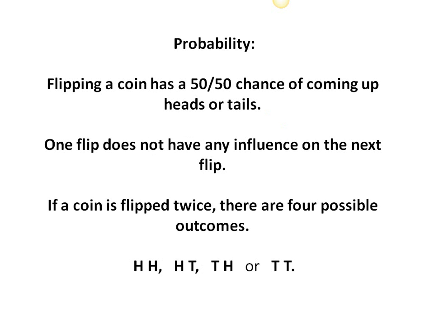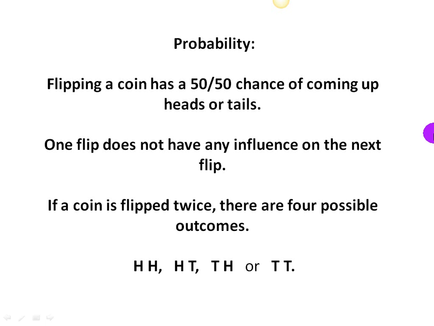Probability. Let's say I've got a coin and I flip it. I've got a 50-50 chance of it coming up heads or tails if it's a normal coin. One flip doesn't have any influence on the other flip. That is, if I'm flipping the coin a bunch of times and it comes up heads, heads, heads, heads, I can't think, well, gee, it's come up heads a bunch of times, so it's probably not going to come up heads this next time. No, it has an even 50-50 chance every time you flip it.